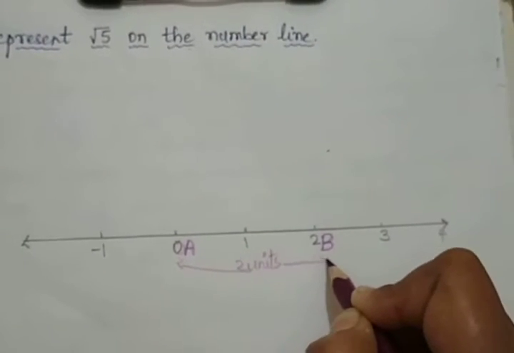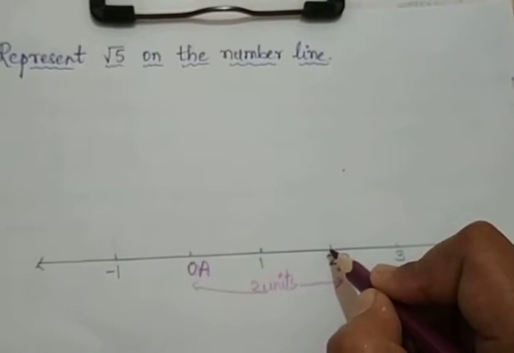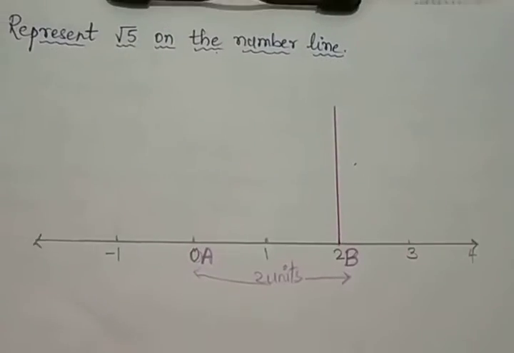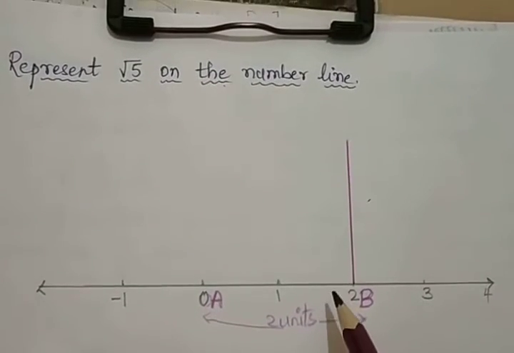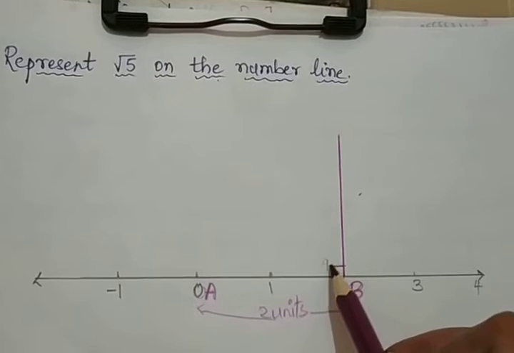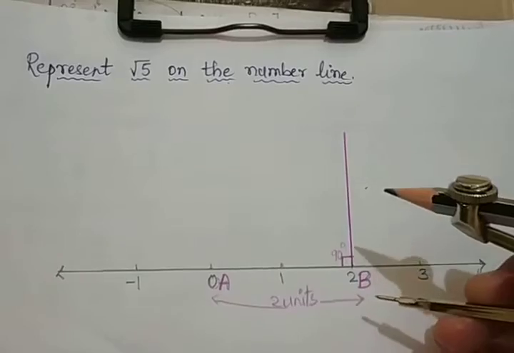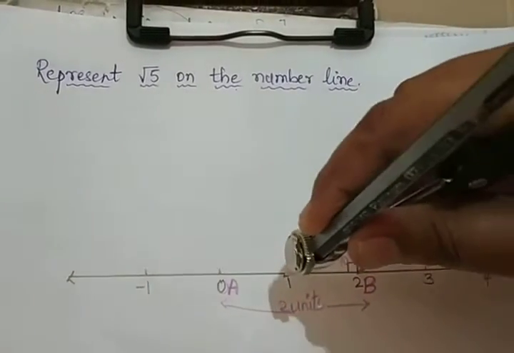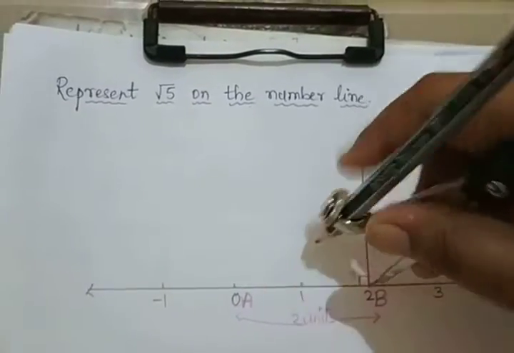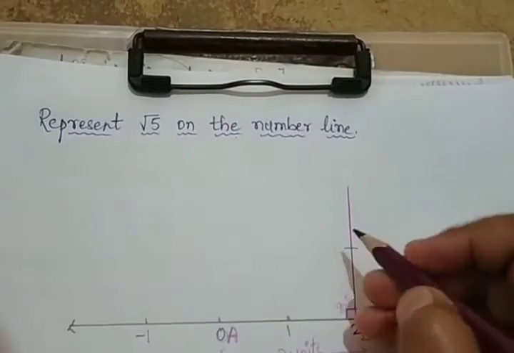Then what we have to do, as usual, is take a perpendicular from B. That means we have to draw a 90 degree angle at B. So this is it, we have drawn a 90 degree angle. Use your protractor to draw a 90 degree angle at B. Now we have to take a perpendicular distance of 1 unit. So it's better to take 1 unit distance as radius and draw an arc on the perpendicular line. Now let us mark this as C.